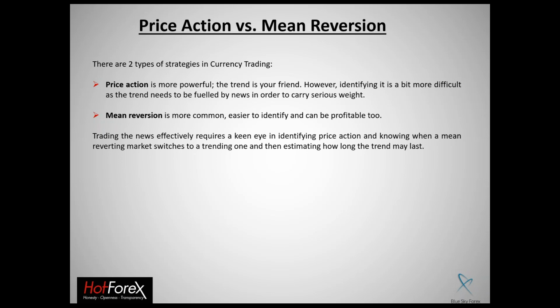Now, how are these two market types related to news trading? When you are trading the news, obviously significant news causes the prices to move in a certain direction, so you are looking at a trending market. You will need to have a keen eye in order to identify a trending market when the mean reversion market is switching to a trending market due to news.